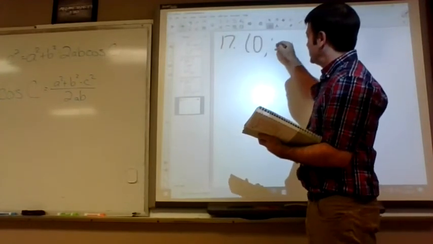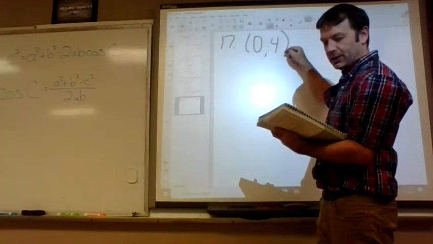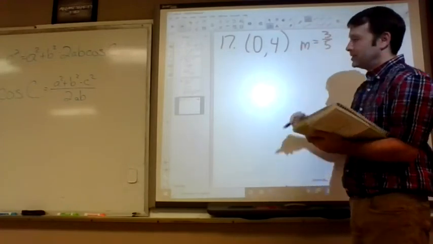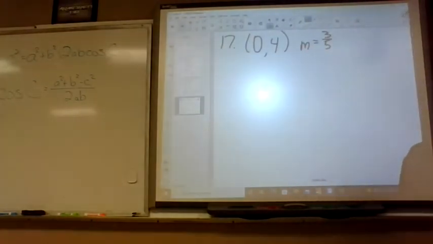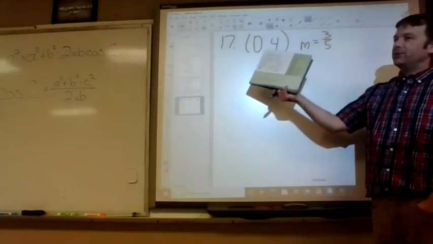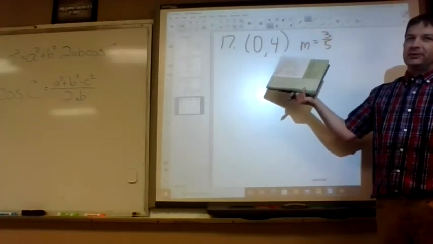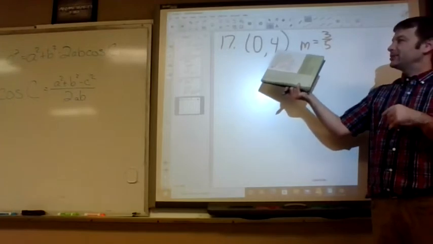All right. When you see 17, I see an easier way to do 17. Does anybody know what it is? If there's a 0 right there, where's 0, 4 on the graph? Y-intercept at 4. Yeah, it's a y-intercept, isn't it?